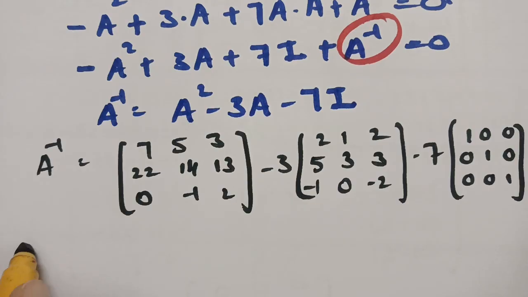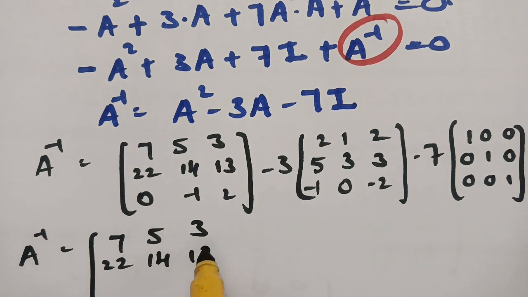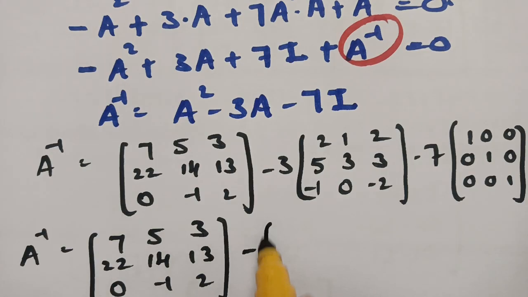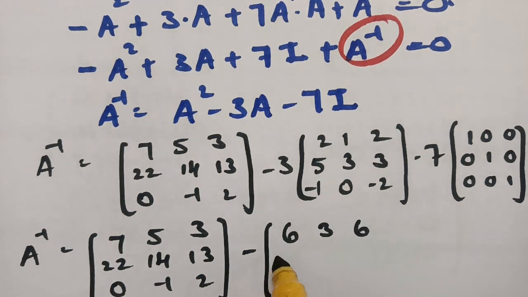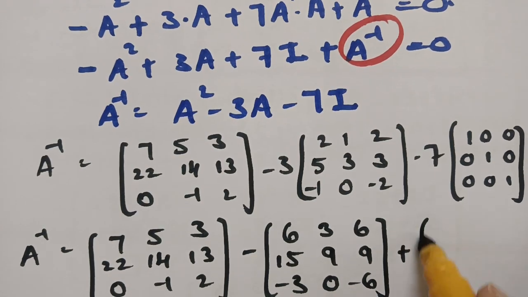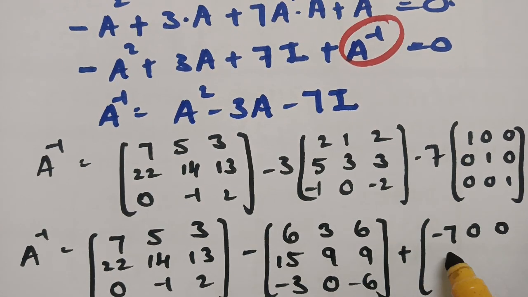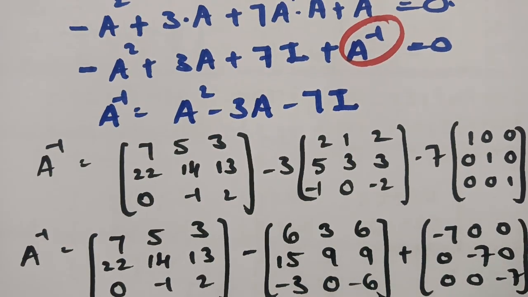Clear? So our A square value will be 7, 5, 3; 22, 14, 13; 0, minus 1, 2. Minus, if I multiply with 3, this will be 6, 3, 6. So this is going to become 15, 9, 9; minus 3, 0, minus 6. And if I send minus 7 inside, minus 7, 0, 0; 0, minus 7, 0. And this is going to become this one.